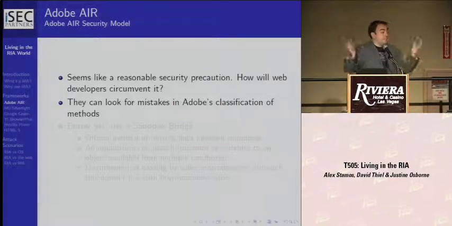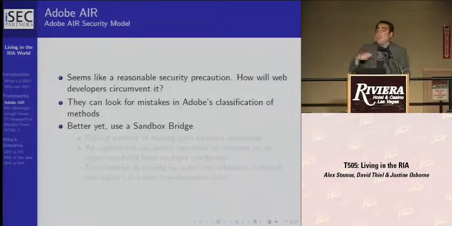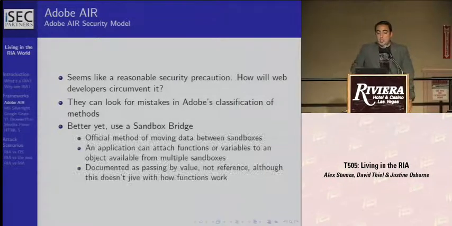So one thing they could do is look for mistakes Adobe made in the classification of methods that are dangerous or not dangerous. That's not easy. We've looked a little bit. It seems like they've done a reasonable job of classifying the stuff that can't run in the application sandbox, that's dynamic code, and classifying the dangerous stuff that can't run in the remote sandbox. But better yet, they provide a mechanism that allows you to move information back and forth between these sandboxes. It's called the sandbox bridge.